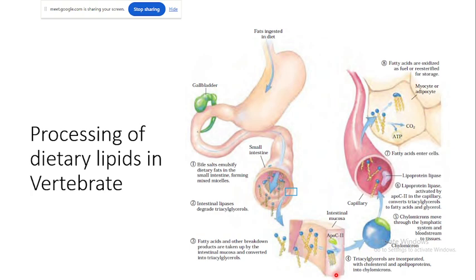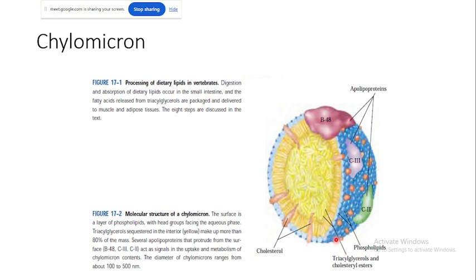Triacylglycerol is formed from the dietary lipid, right? So now you can see that this triacylglycerol is packaged in the form of this chylomicron, which can travel throughout the circulatory system or lymphatic system to different tissues. There, these TAGs will be degraded to fatty acid, and this fatty acid will enter into the individual cells.